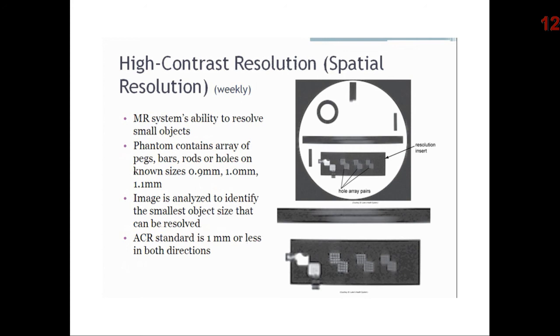The high contrast resolution is determined by the smallest array element, or the bar or rod, visible, that is completely separated by distance from the adjacent element. In other words, a small hole array on an image has completely distinguishable holes from each other in both directions.